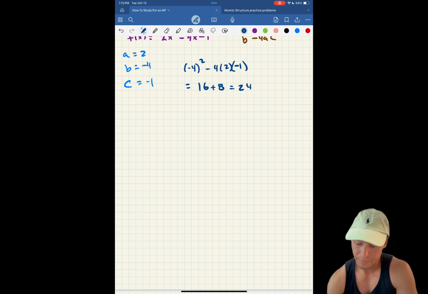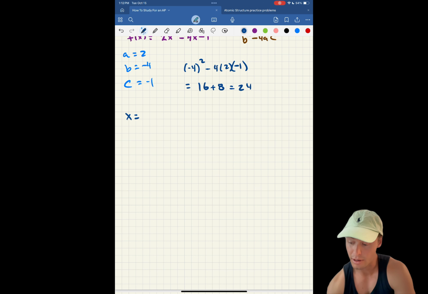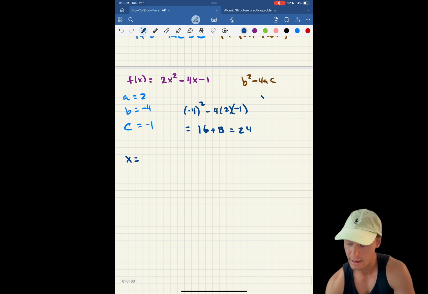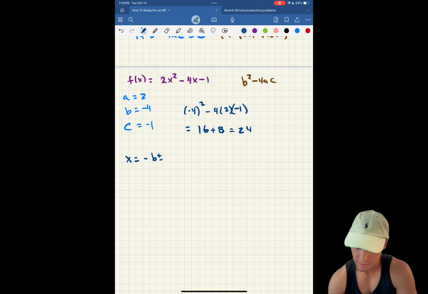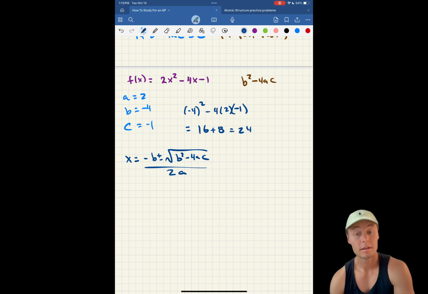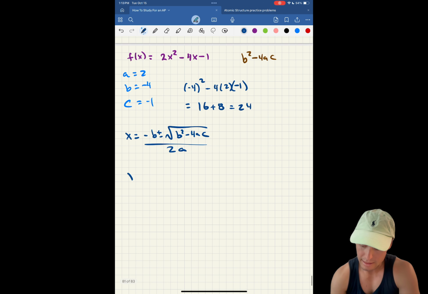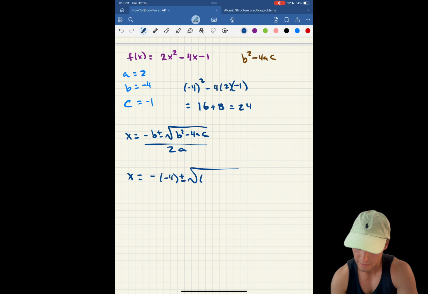So now we're going to say x equals, and remember the quadratic formula is, I'll write it off to the side, x equals negative b plus or minus the square root of b squared. You know what, I'm running out of space there. Let's just write it here. Negative b plus or minus the square root of b squared minus 4ac all over 2a. Let's plug everything in. So I get that x equals negative negative 4 plus or minus the square root of negative 4 squared minus 4 times 2 times negative 1 all over 2a, 2 times 2.